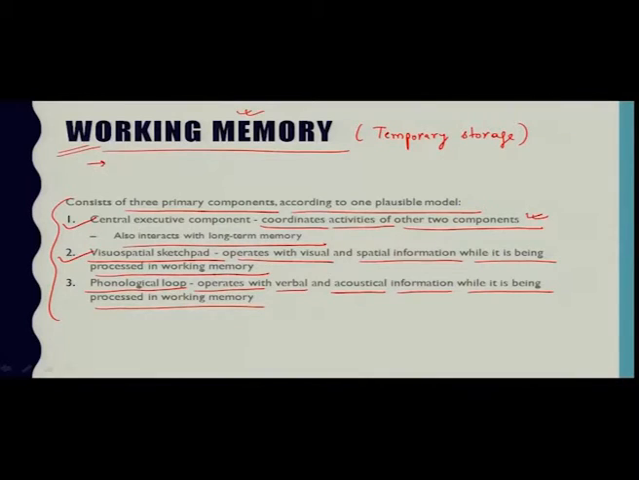So the point is that, about the attention resources, we have covered this particular topic in a previous lecture. So attention resources are required here in order to maintain this information or keep that particular information item active. So these are the three primary components, the central executive component, visuo-spatial sketchpad and phonological loop, that comprise working memory.